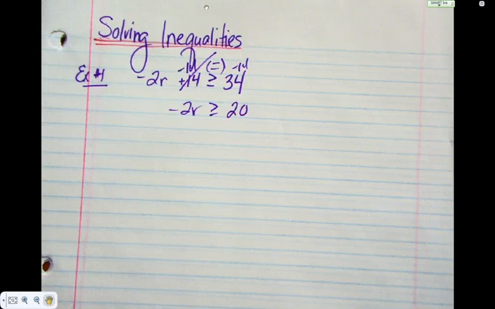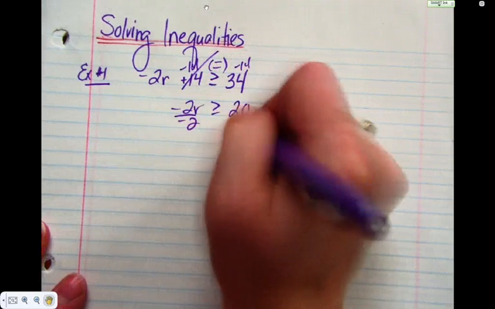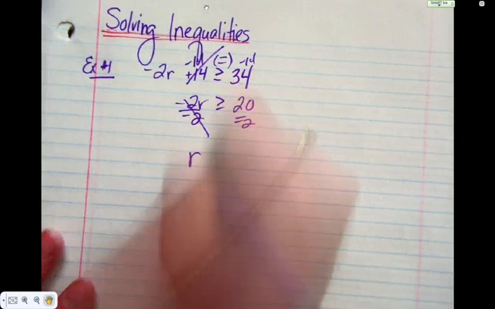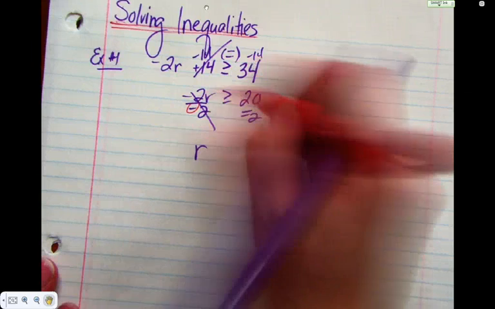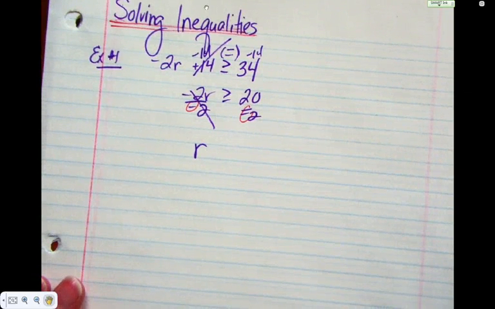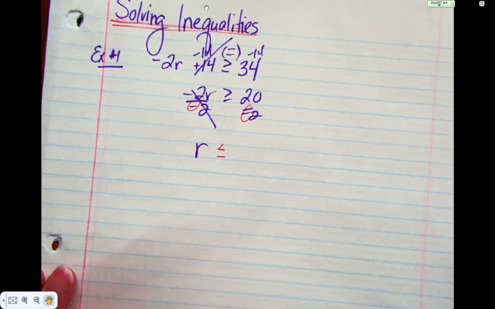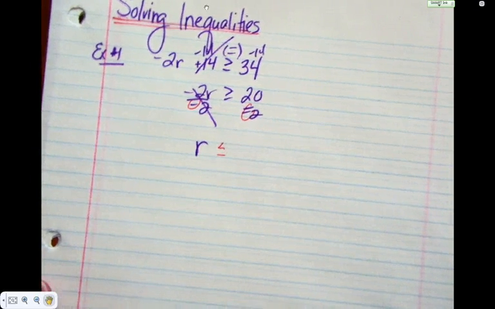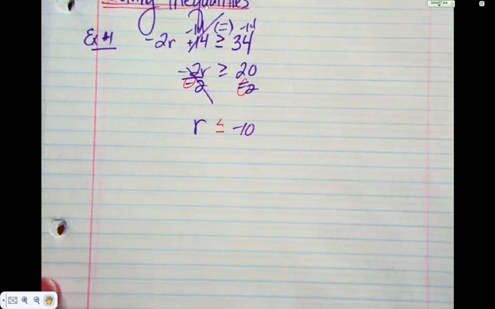Do we have a coefficient other than 1? Yes. How do we get rid of a coefficient? Divide. So on the left-hand side, I have r. This is where we check, did we divide by a negative? Yes. So what do we need to do with our inequality sign? Flip it. So greater than or equal to becomes less than or equal to. And then we just simplify the right-hand side. 20 divided by negative 2, negative 10. There's your first solved inequality.